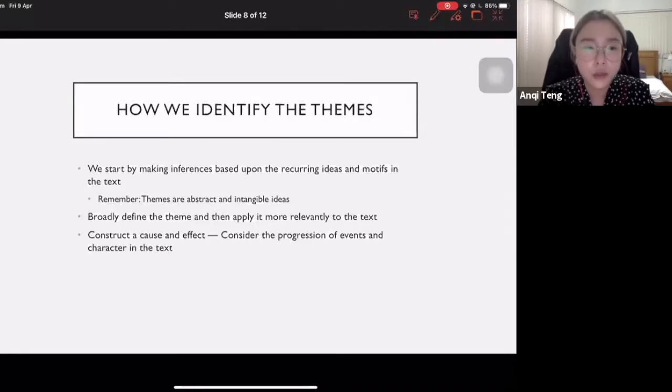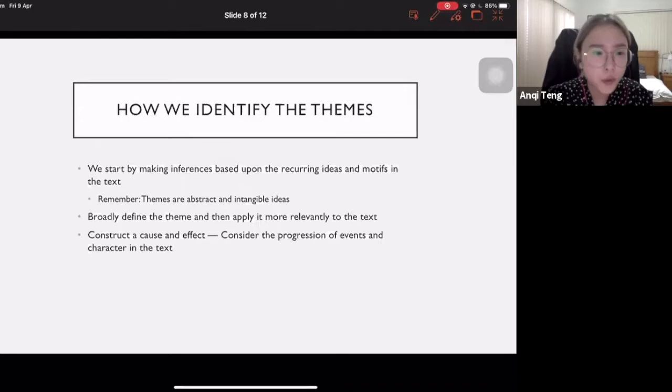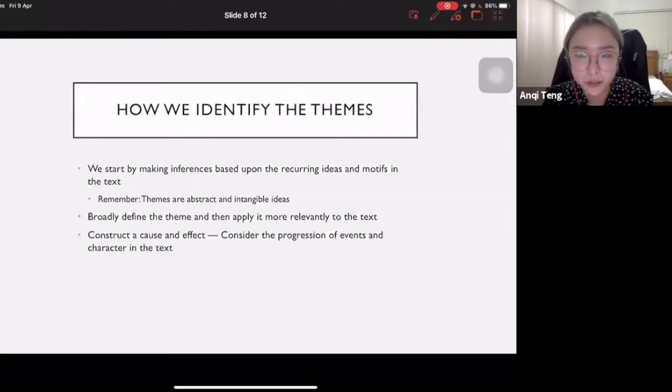In order to construct a cause and effect, remember, one action leads to some sort of result or some sort of effect. So a good way to approach it is to consider the progression of events and character in the text. What that means is: who are we before and after? How does the plot progress? What is a problem that arises, and how do the characters react to that problem?